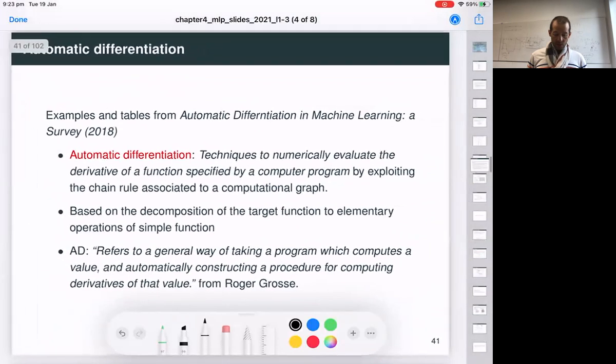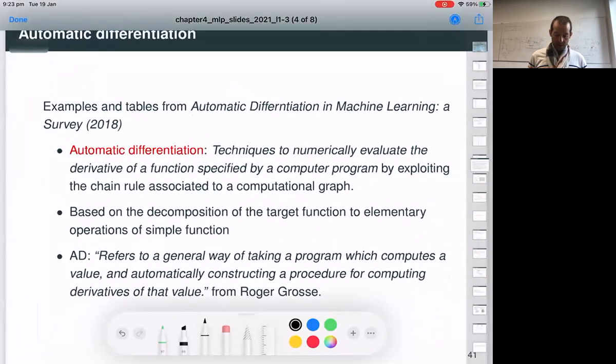So if you want to go back in more detail to automatic differentiation in machine learning, you have a nice survey. I didn't put the link, but I can put the link of this nice paper, which is called Automatic Differentiation in Machine Learning: A Survey. And we put this reference on the website, which is quite a nice paper.